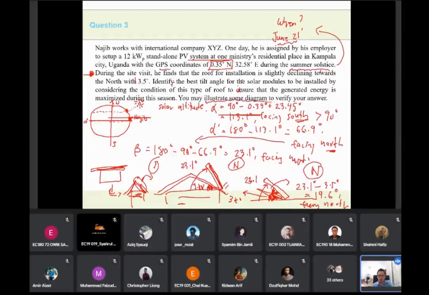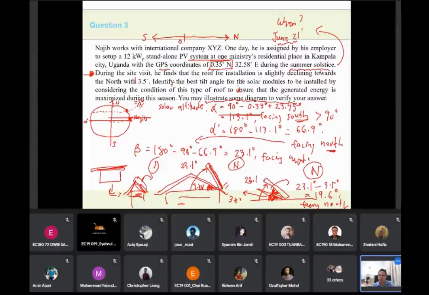You may illustrate some diagram to verify your answer. Okay. Maybe I teach you how to get the full mark of the question for the drawing. Okay. Dia buat macam mana? Kita buat macam ni. Saya tunjuk atas ni. First of all, you must have the direction north and the south. Okay, north and the south. And then, macam mana ya? Sini kot.